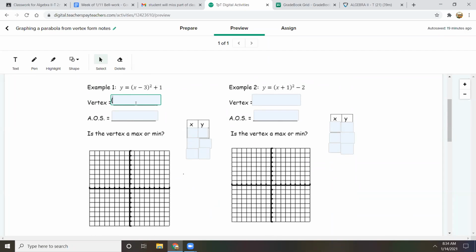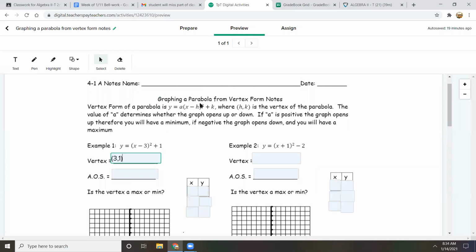But if you remember, when you find your vertex, it's the opposite of what you have on the inside. So that -3 is going to turn into a +3. And then your outside part stays the same. If you look at your general form, a(x minus h) squared plus k, the h and the k are your vertex.